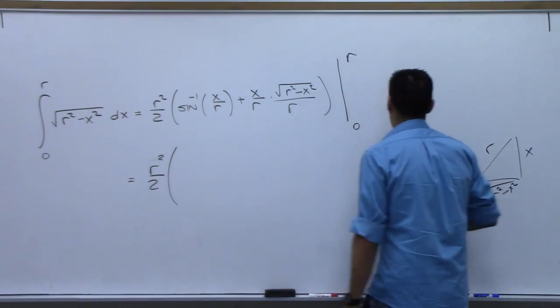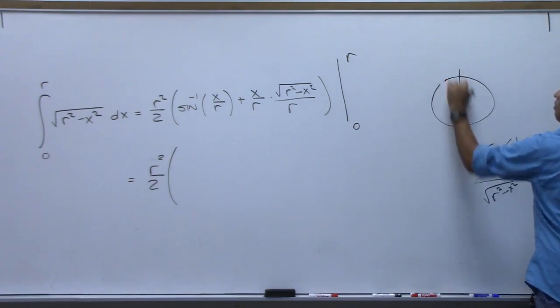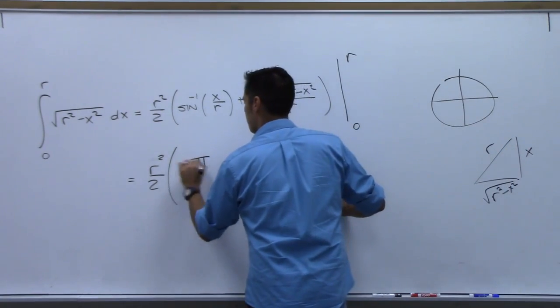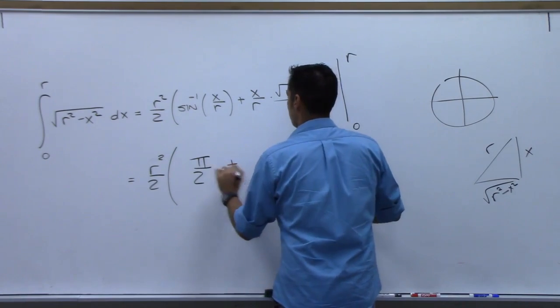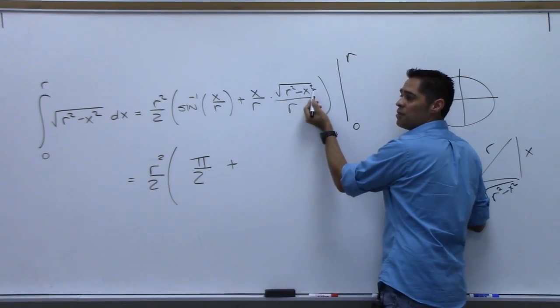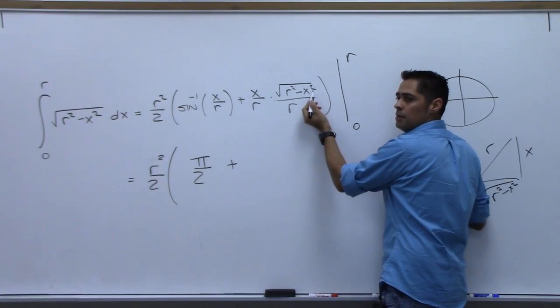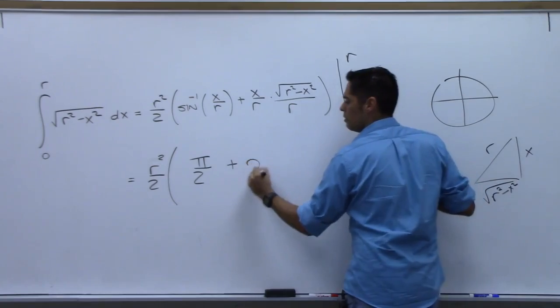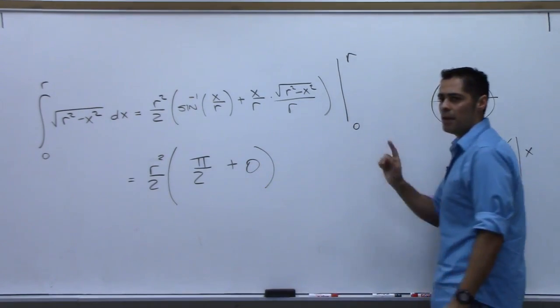Arc sine of 1 is pi over 2. Good, pi over 2. So this is pi over 2, plus, over here, R over R, 1. R squared minus R squared is 0, which kills all this off, right? Okay, that's what I get when I plug in R.